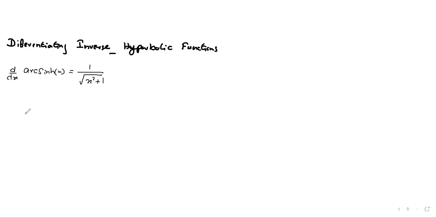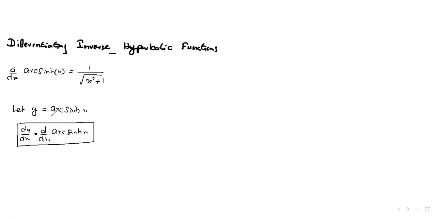Initially we will let y equal to arc sin x. That means dy by dx is equal to d by dx of arc sin x. So that is a point we need to work out. If you find dy by dx from this function, that is the differentiation of arc sin x. So I'll start from here.